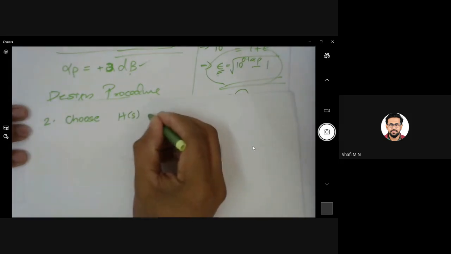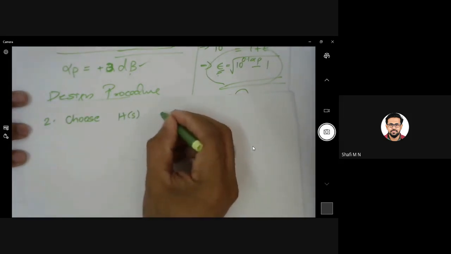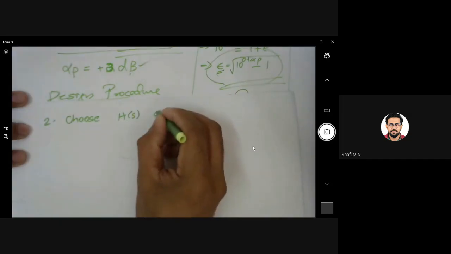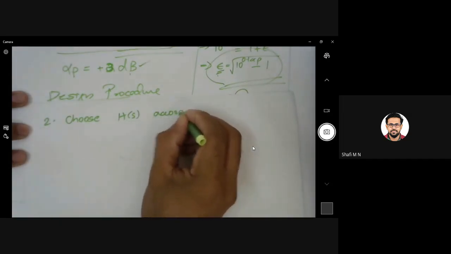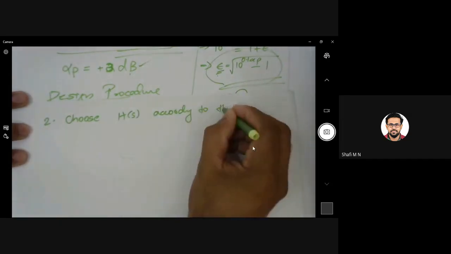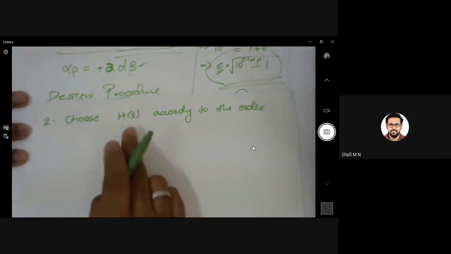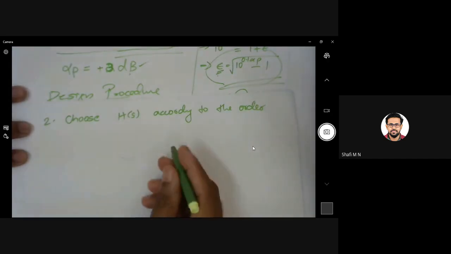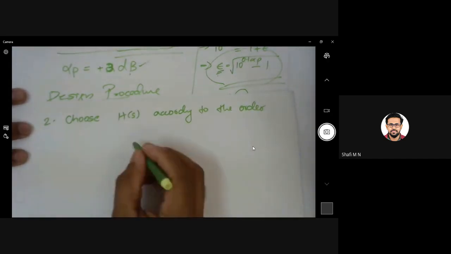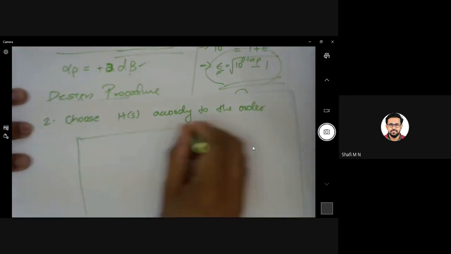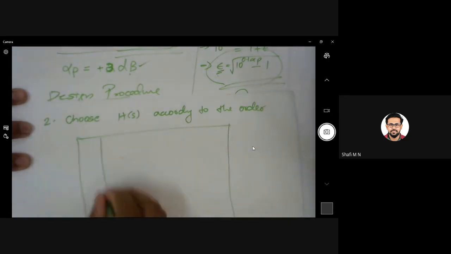Choose h of s according to the order. I have written h of s because you are designing an analog transfer function. Your h of s will depend upon the order, so you have to choose the h of s value. Let's formulate a table.